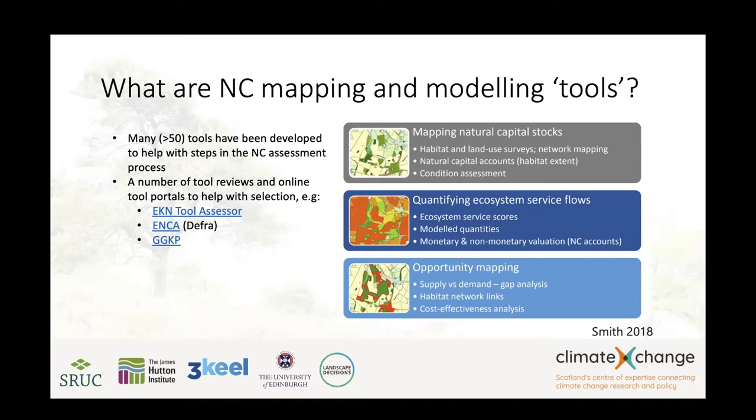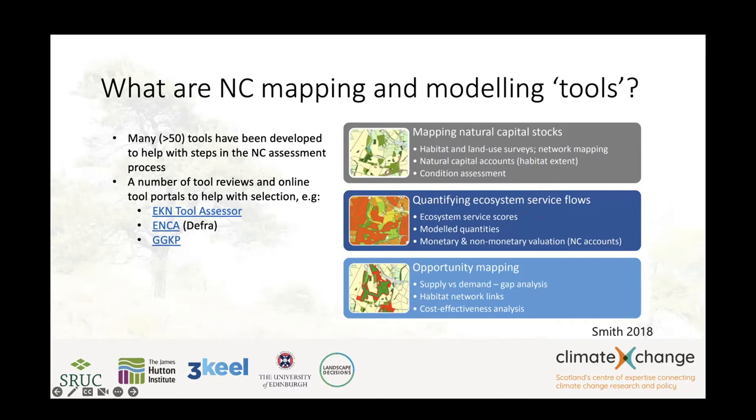Second set of tools is around quantifying ecosystem service flows. So some of these might be more qualitative, those kind of scoring approaches, using modeled quantities, and as we've talked about, monetary or non-monetary evaluation in accounting processes. And then opportunity mapping is looking again at both drivers, trade-offs, etc., using these tools. So there's various tools for supply versus demand analysis, and lots of them use various approaches to that, using this for habitat network mapping, and then also kind of cost effectiveness analysis within those.